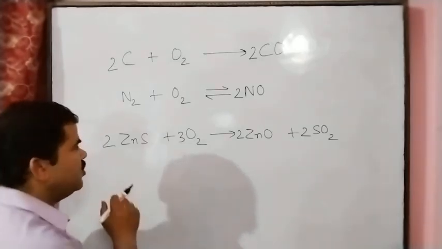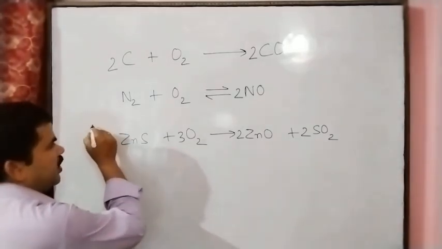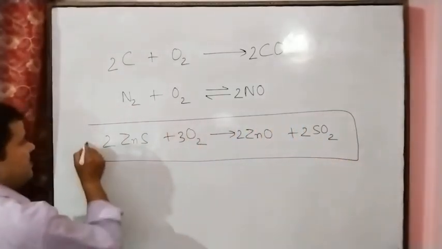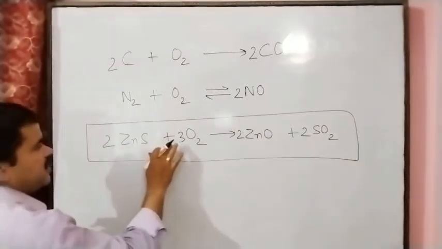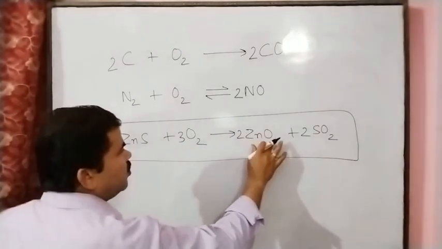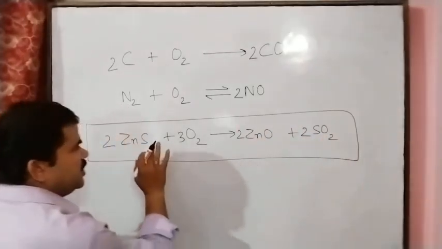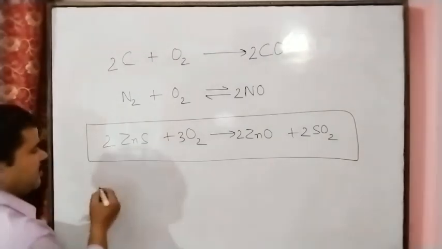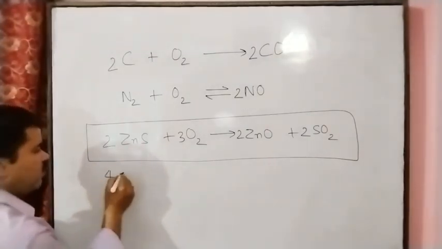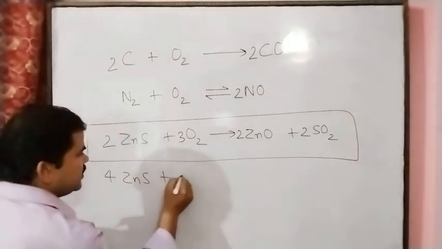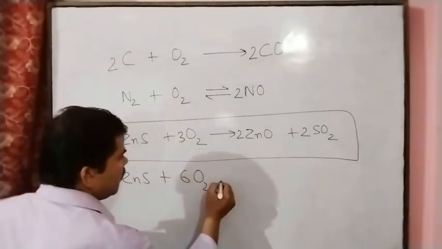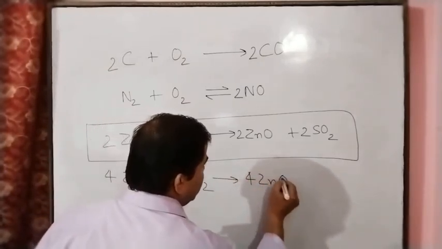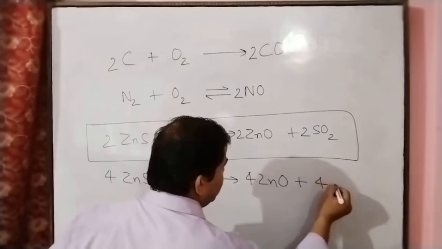For example, suppose you take this equation: 2 ZnS plus 3 O2, then 2 ZnO, then 2 SO2. So this is a totally balanced chemical equation. But we can write this same chemical equation in another manner. Suppose 4 ZnS plus 6 O2 gives 4 ZnO plus 4 SO2.